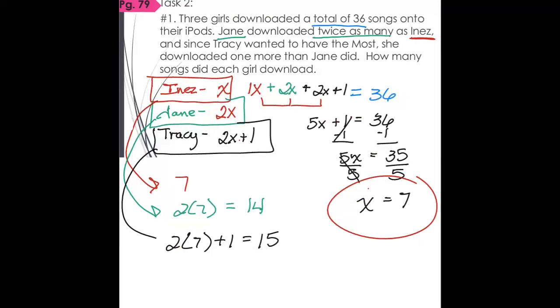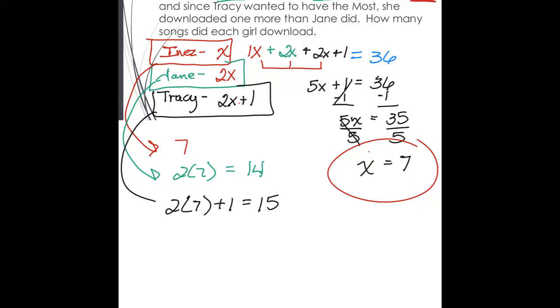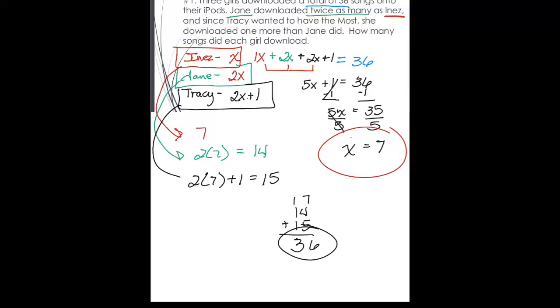How could I check this just to make sure it's correct? Add them, and it should equal 36. So 7 plus 14 plus 15 is 36. There you go. So this is Inez. She downloaded 7. Jane downloaded 14. And Tracy downloaded 15. Could you do a similar type problem like this?